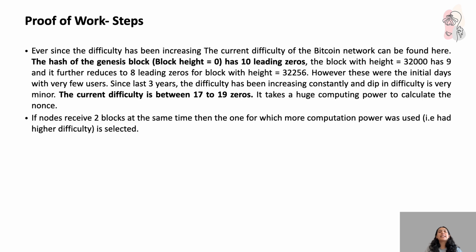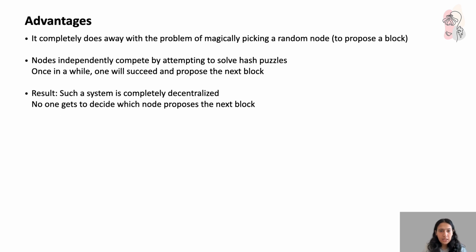So ever since the difficulty has been increasing, the current difficulty of the Bitcoin network can be found here. The hash of the Genesis block has 10 leading zeros, and the current difficulty is between 17 to 19 zeros, and this could have changed by now. So it takes a huge computing power to calculate the nonce, right? So that is what I mentioned, that a person who is ready to put in more computational power is the one whose block is actually going to be accepted down the lane.